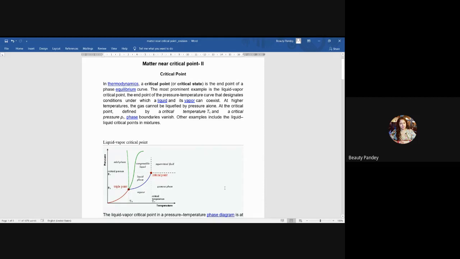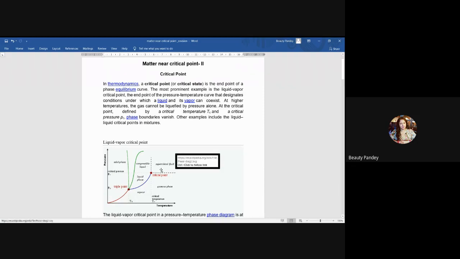And the triple point is that point where all these three phases coexist. The material above the critical point is known as a supercritical fluid. Here both the liquid and vapor phases coexist in the sense that you cannot distinguish whether it is a liquid or whether it is a vapor.